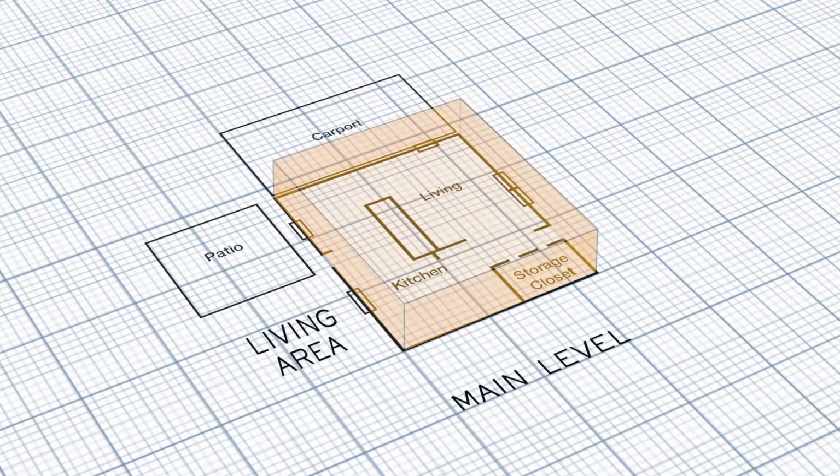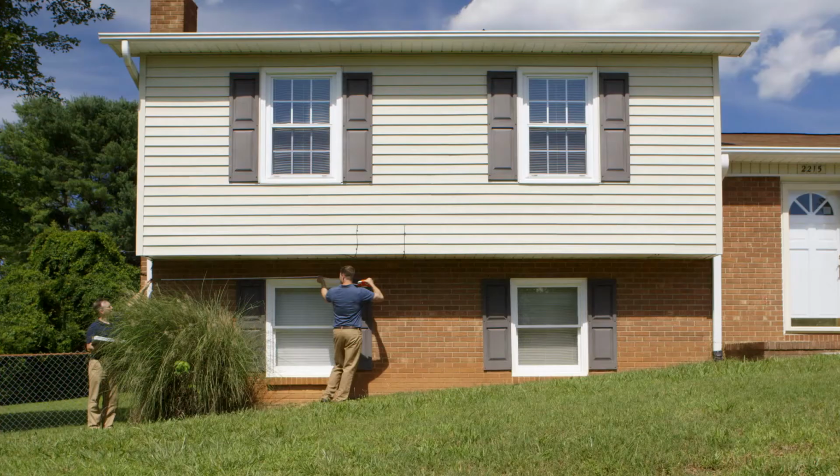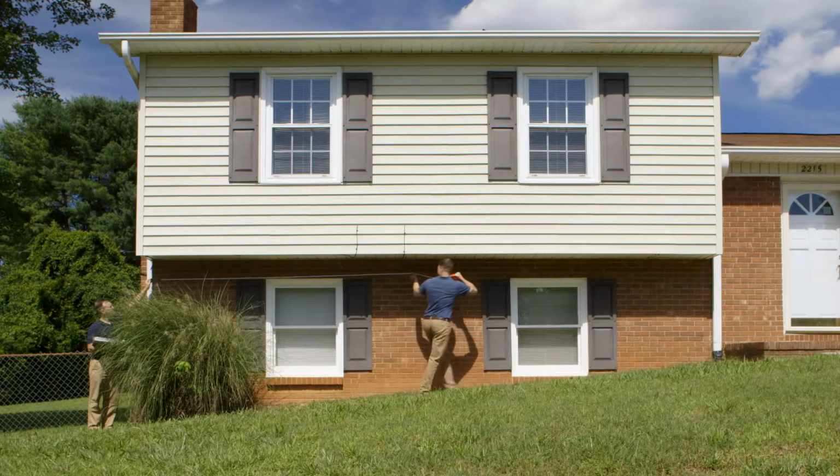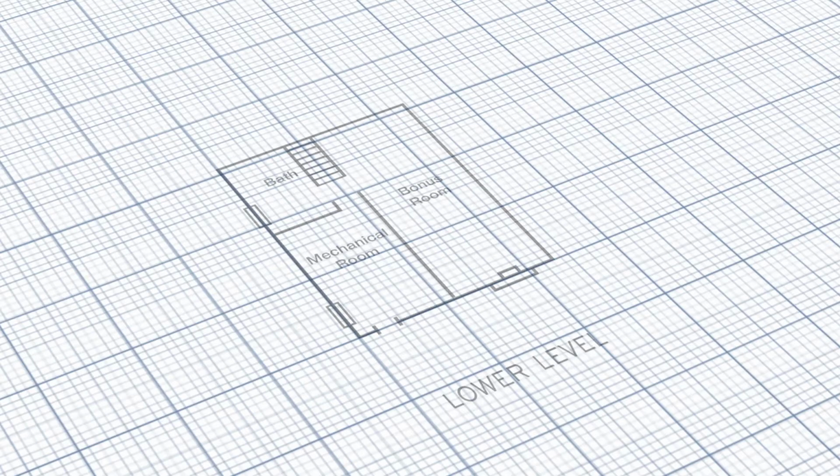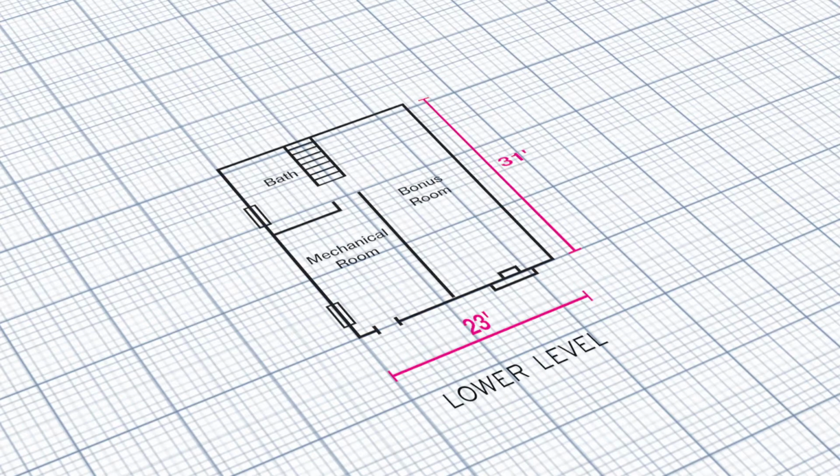The main level is 27 feet long and 23 feet wide. Measure the length of the lower level. Its width should match that of the main level. The length of the lower level is 31 feet, and its width is 23 feet, just like the width of the main level.